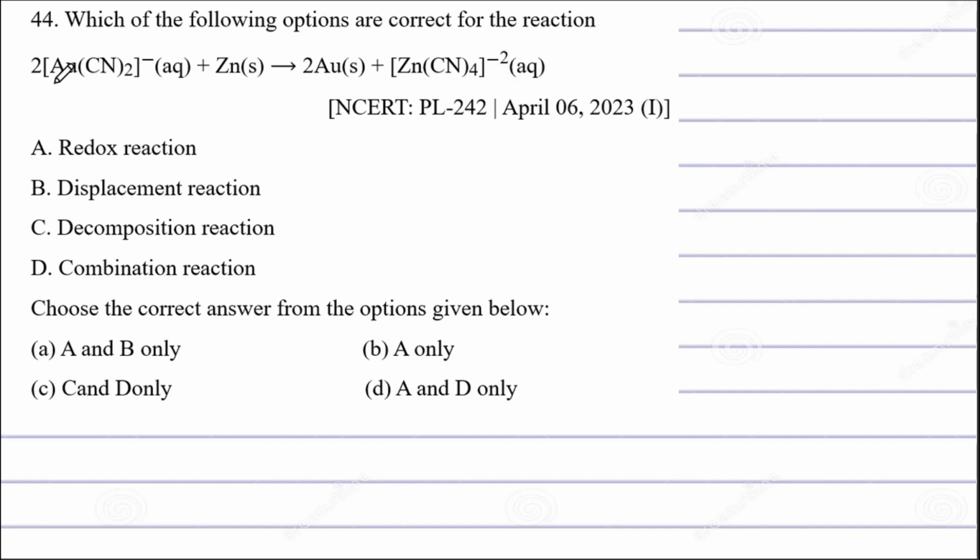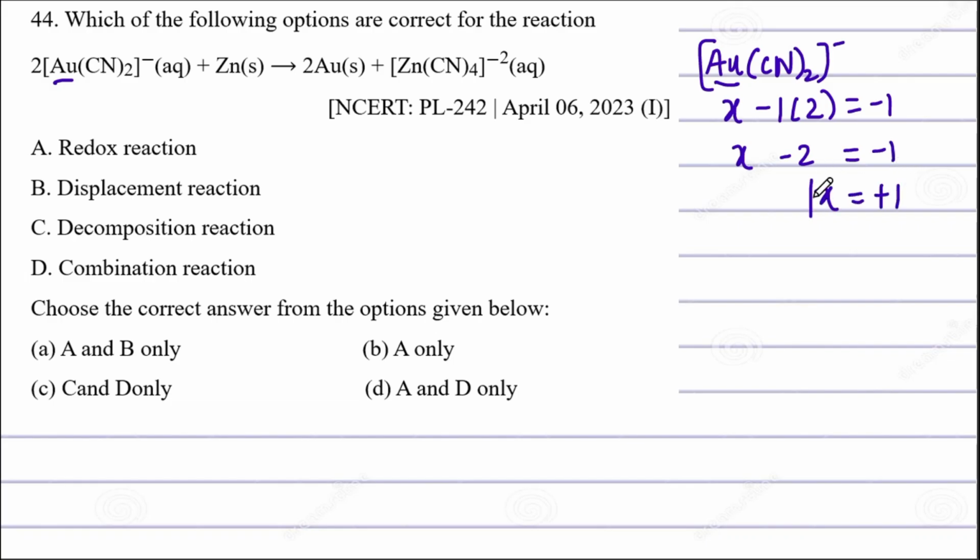So let us find the oxidation state of gold in the first complex, [Au(CN)2]⁻. So X plus the charge of cyanide ion, which is -1, into 2 ions present, equals -1. X minus 2 equals -1 and the value of X is +1. So the oxidation state of gold is +1 in the reactant, and in the product it is present in the free form, so the oxidation state is 0.